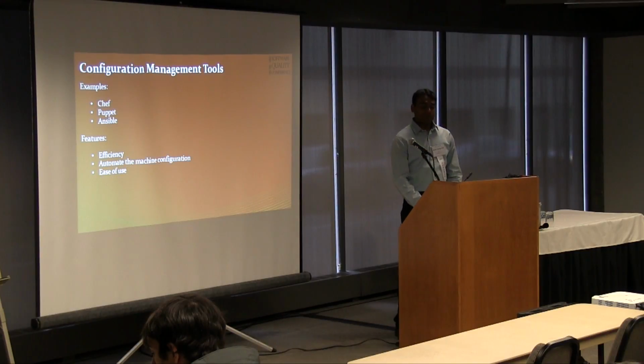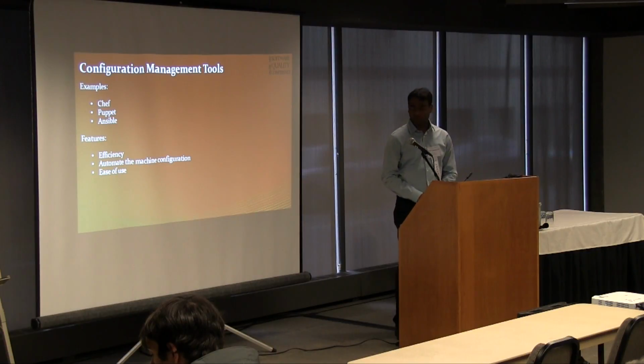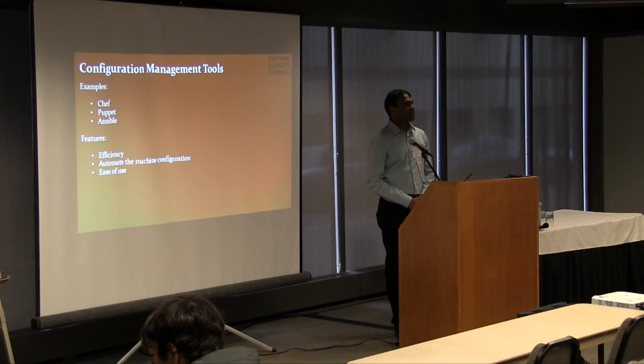So the next is configuration management tools. Some of the examples here are Chef, Puppet, and Ansible, and you have a lot of other tools. I didn't want to go through all the tools, just wanted to give the most popular, which at least I came across. So Chef is a Ruby-based configuration management tool, and it is available as a free open source or as a paid subscription.